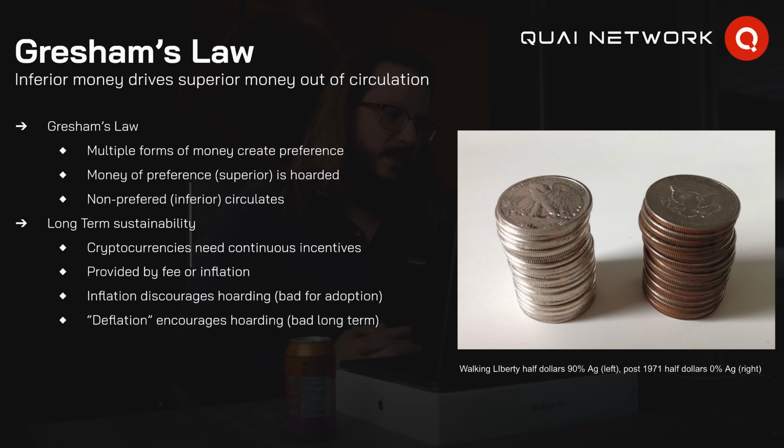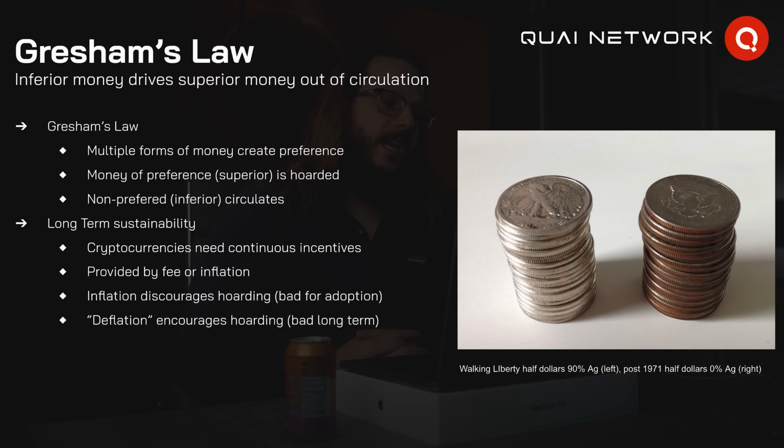And this brings up the concept of Gresham's law. Gresham's law dates back originally, I think, to about 800 BC. The idea here is that inferior money drives superior money out of circulation. To expand upon that, Gresham's law says if you have multiple forms of money in a system, one of those forms of money will be preferred and the other will be non-preferred.